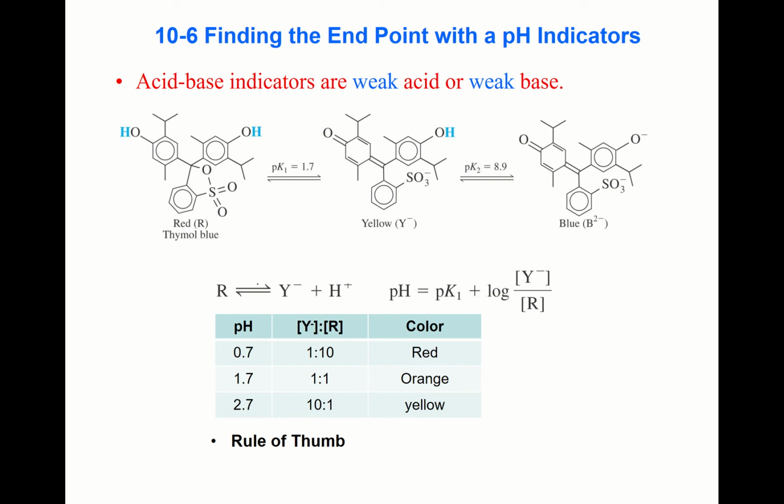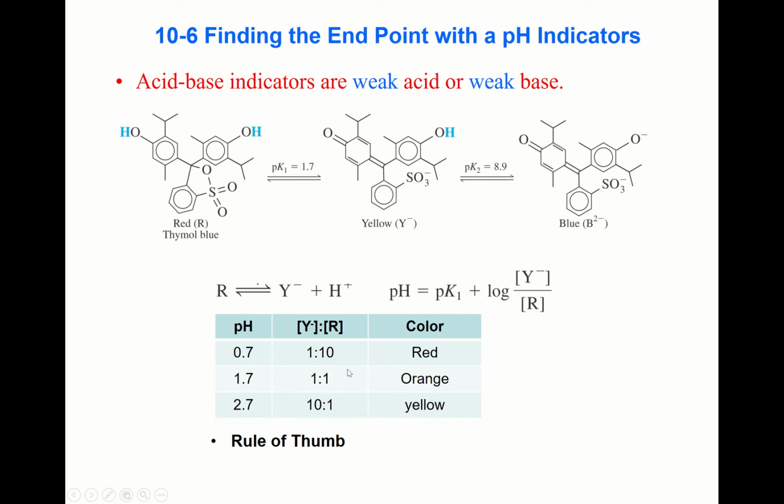So that's the rule of thumb. If the solution pH is 0.7 or less, the solution color is dominated by this red form of thymol blue. And what about when the yellow form is 10 times or more higher than the red one? The log of 10 is 1, so pH is 1.7 plus 1, which is 2.7. So from pH 2.7 and up, the color is dominated by the yellow one.